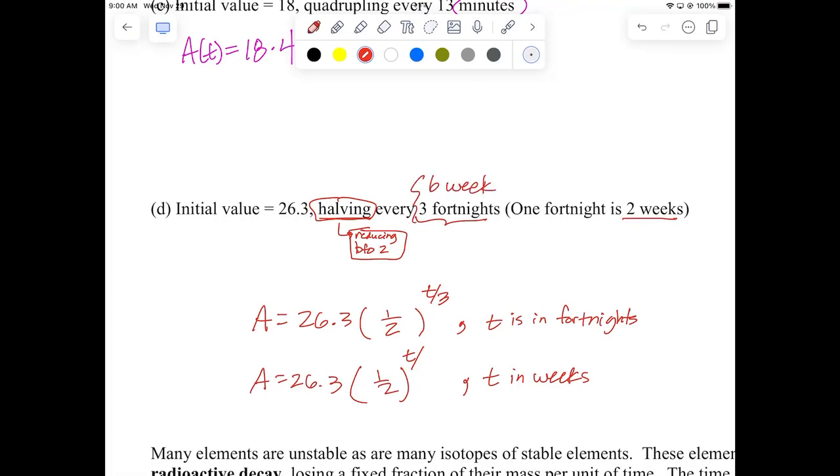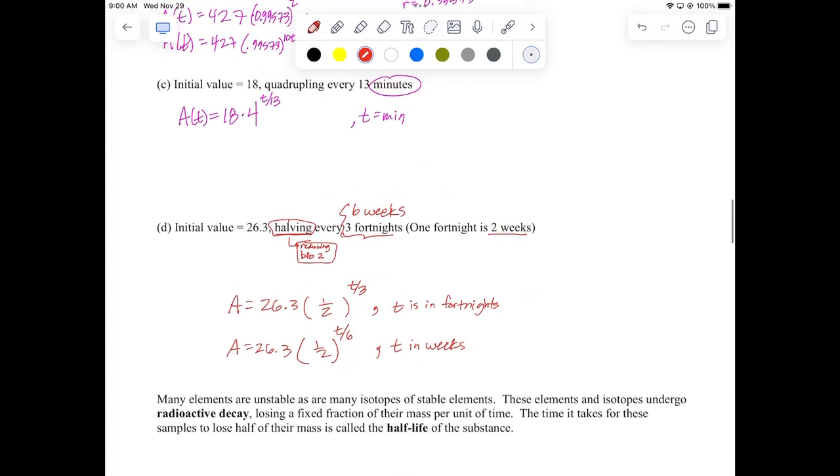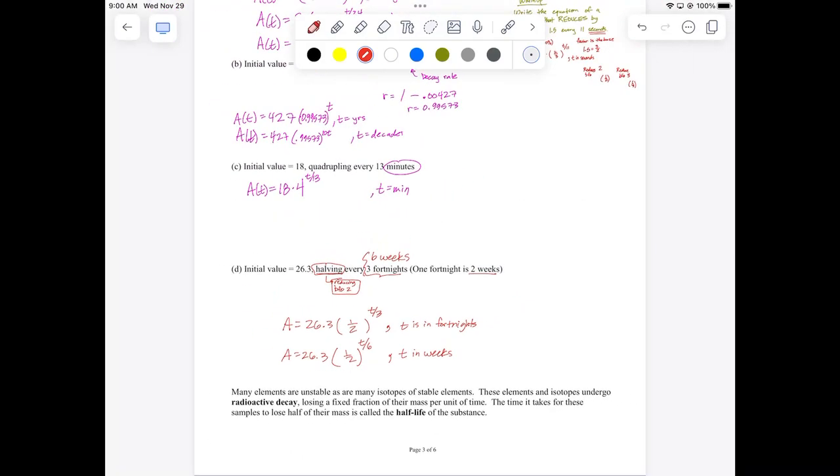6 weeks, and that would be the same thing, wouldn't it? That would mean the exact same thing. So if I'm measuring t in weeks, it would be t divided by 6. If I'm measuring t in fortnights, it would be t divided by 3. So the units that you use are very, very important when you define your independent variable units. Okay. Any questions on that?